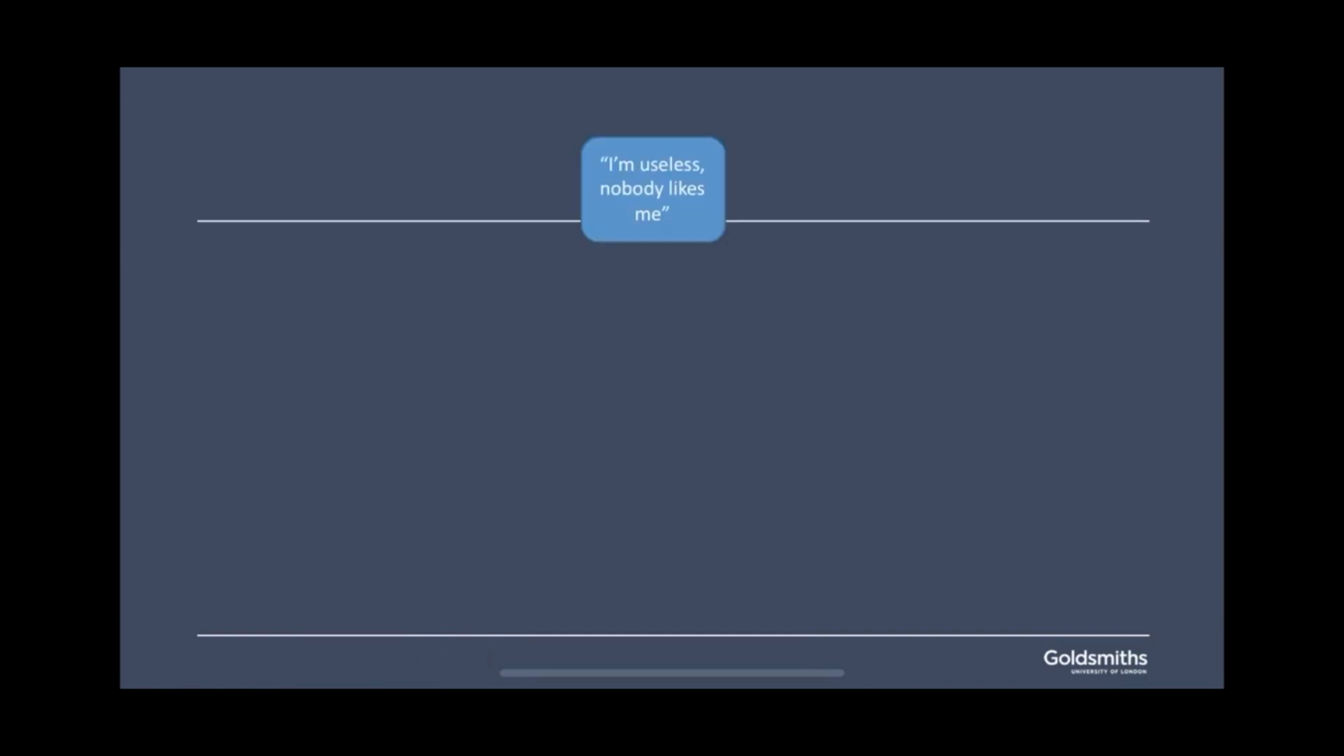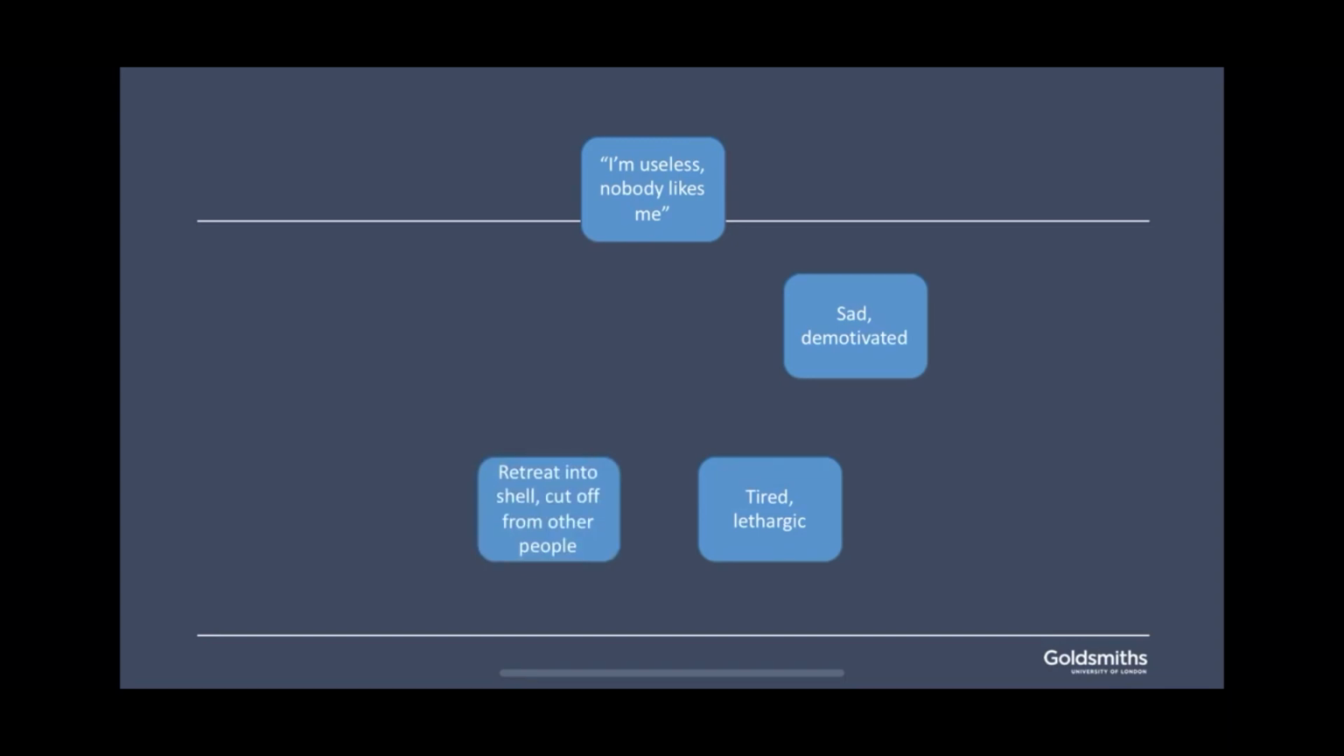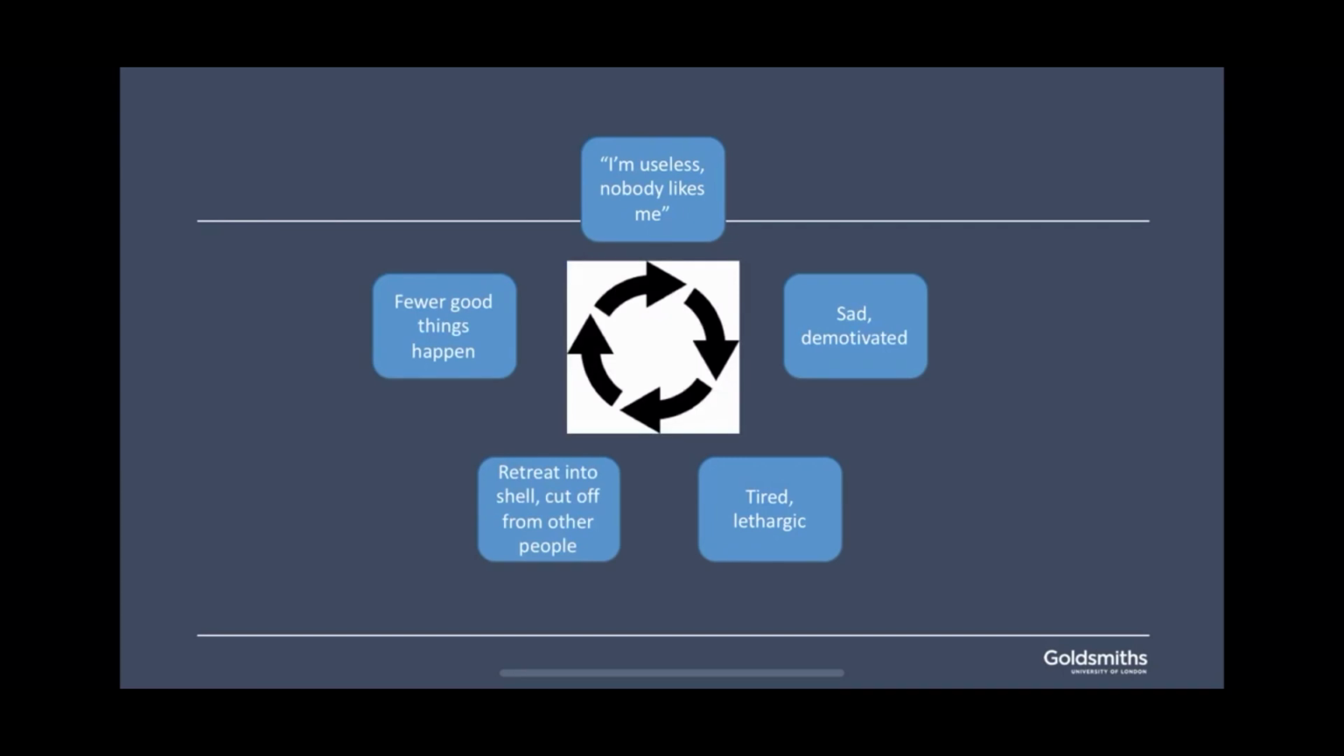So here's another example. Perhaps an individual struggling with low mood or something such as low self-worth or low self-esteem. They may think, I'm useless, nobody likes me. They feel sad, demotivated. This leads them to feel tired or lethargic. And then they retreat into their shell and cut themselves off from other people. This is their behavioural reaction. What is the consequence of this? Fewer good things happen, which ultimately gives the perception of reinforcing this idea that I'm useless and nobody likes me. This completes a vicious cycle.